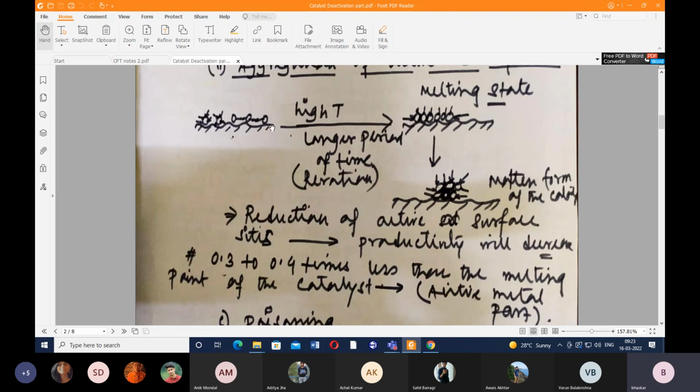So in order to avoid such a situation, we need to carry out the reaction at 0.3 to 0.4 times lower than the melting point of the catalyst.